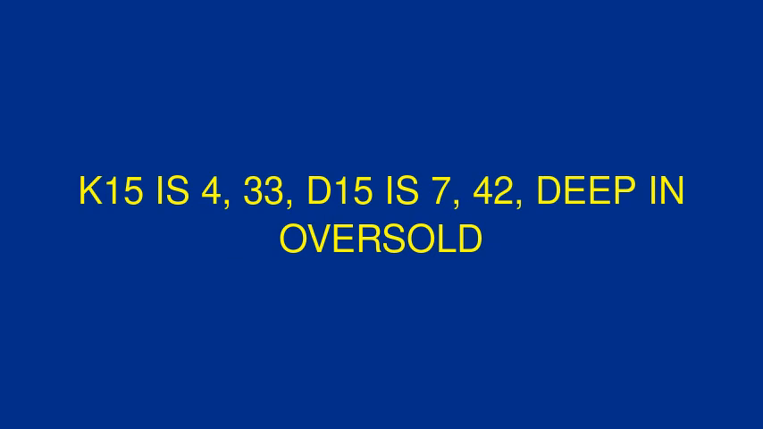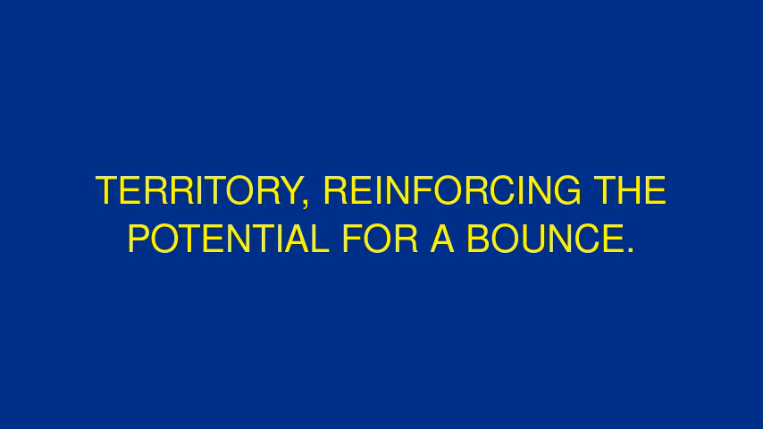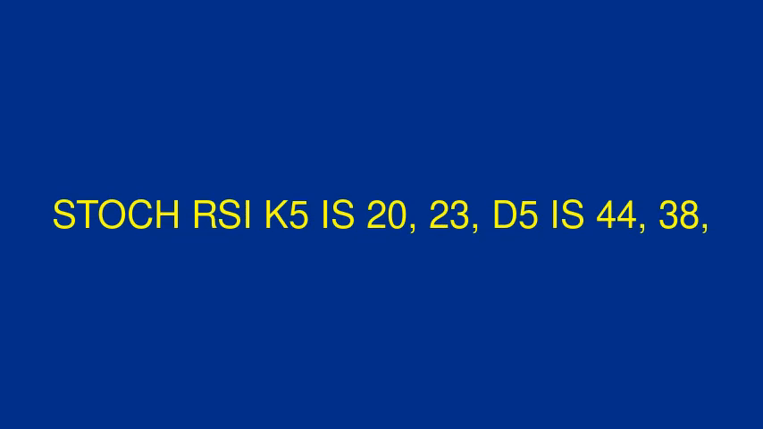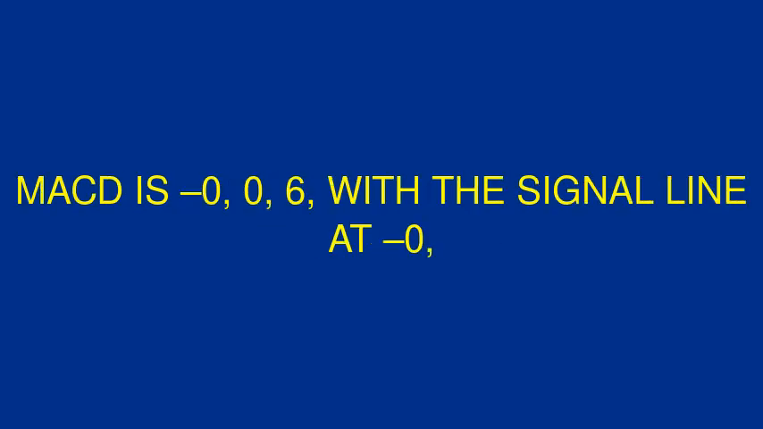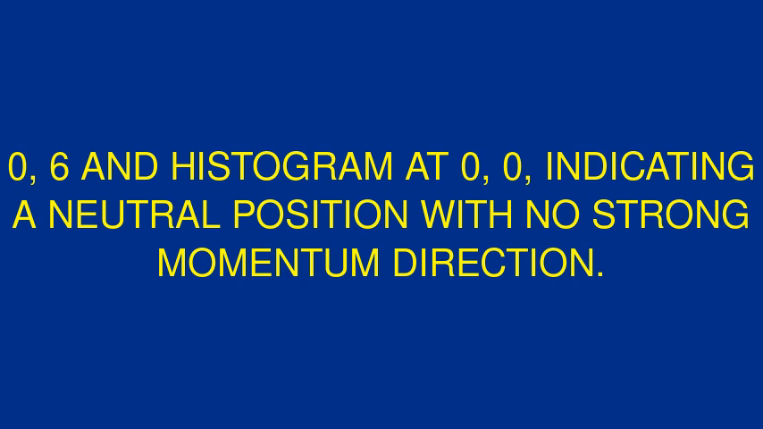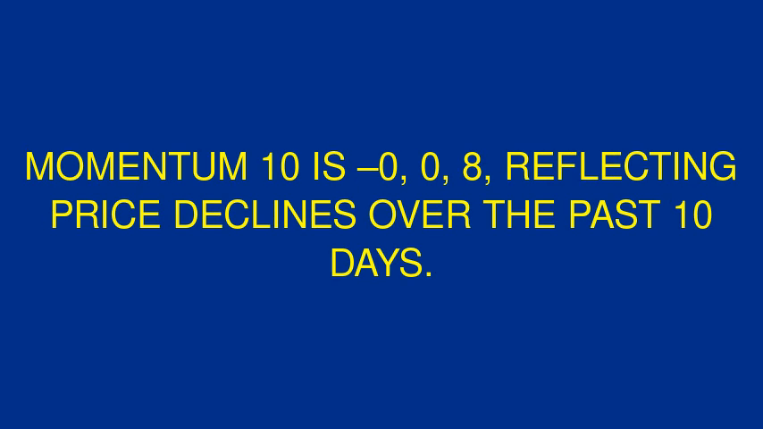K15 is 4.33, D15 is 7.42, deep in oversold territory, reinforcing the potential for a bounce. Stoch RSI K5 is 20.23, D5 is 44.38, also indicating oversold conditions. MACD is -0.06, with the signal line at -0.06 and histogram at 0.0, indicating a neutral position with no strong momentum direction. Momentum 10 is -0.08, reflecting price declines over the past 10 days.